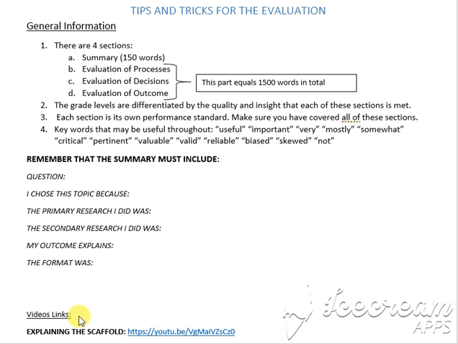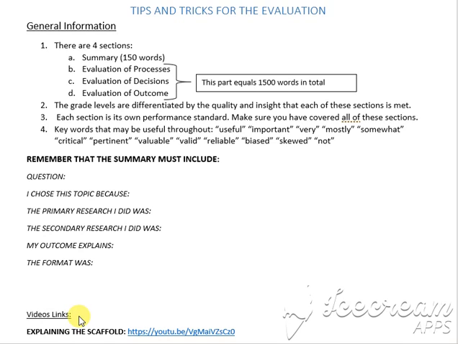So the next part for us to think about is the real bit of the evaluation. Summary's done. Let's get into the guts of it. So you'll see there's 4 sections. We've done the summary. That one is finished. Tick it off, highlight it, cross it out, burn it, do whatever you want. Next 3 sections: processes, decisions, outcome.